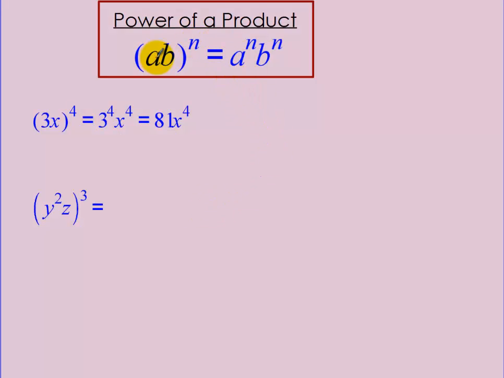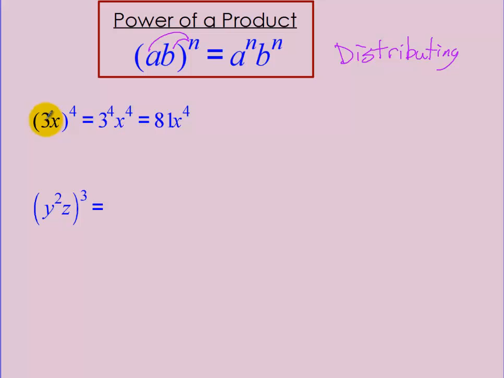Power of a product. So it's very similar here, except instead of just having one number or variable in here, we have two being multiplied. So ab all to the power of n equals a to the n times b to the n. I think of it like distributing in this case. So you're distributing that power to both numbers or variables inside. So the n's going to the a and the n's going to the b.